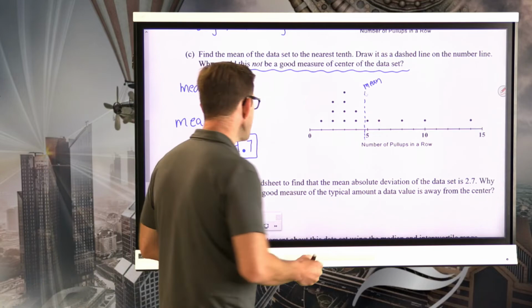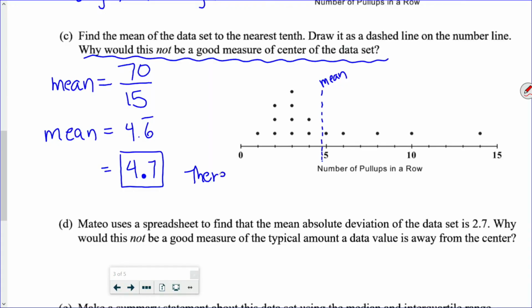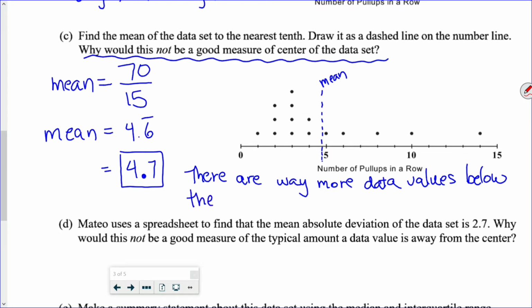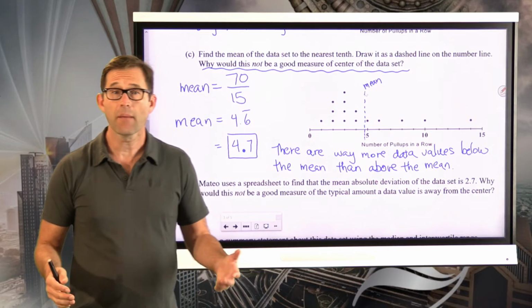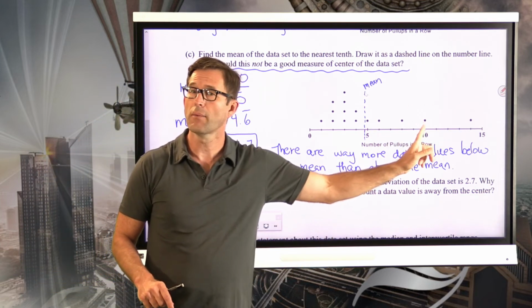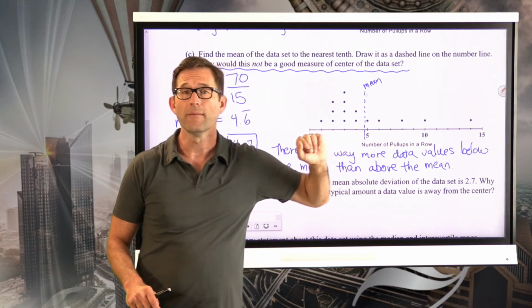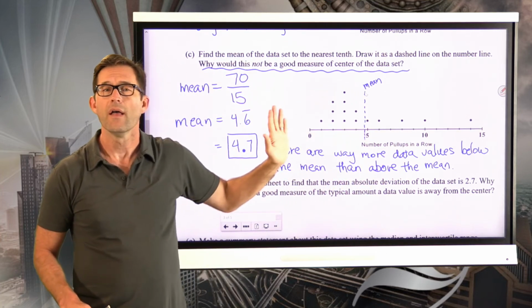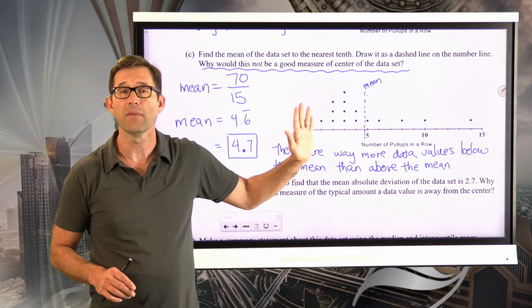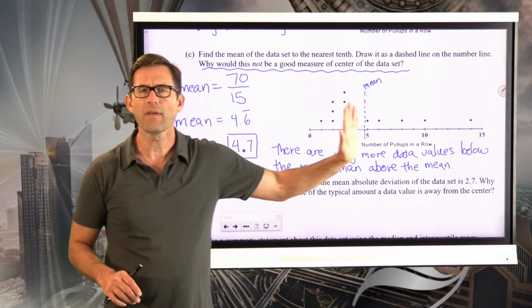So this isn't a good measure of center because there are way more data values below the mean than above the mean, right? And again, that's happening because you've got these few data values out here. I would include the 10 and the 14, right? That are so far above where the other ones are that they are literally, just based on the arithmetic of how you calculate the mean, pulling the mean away from the median.